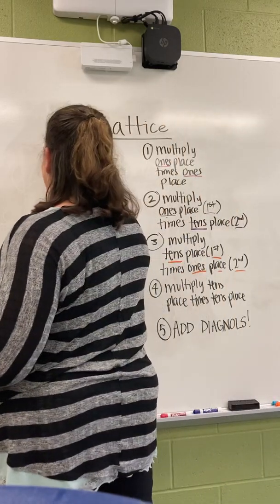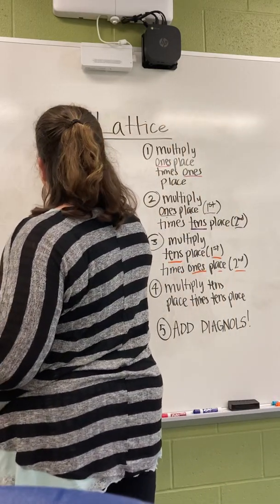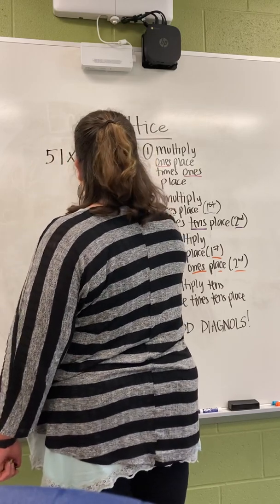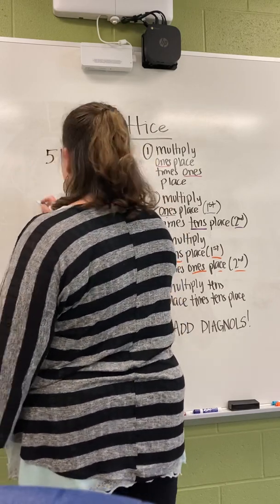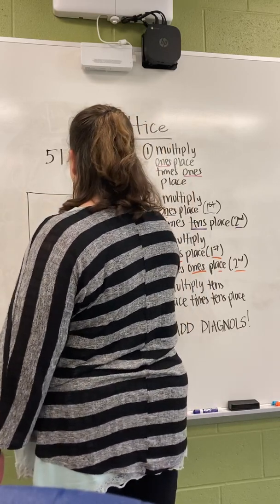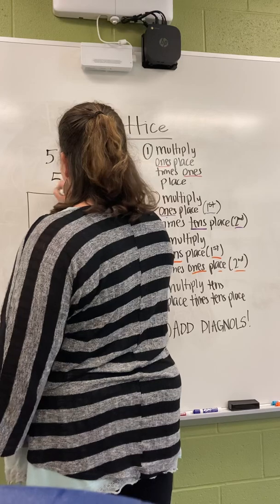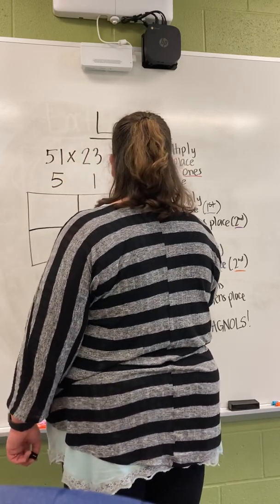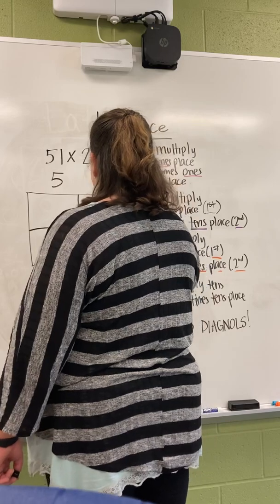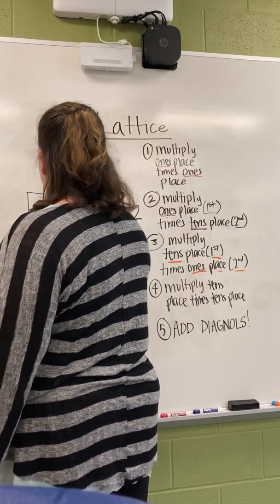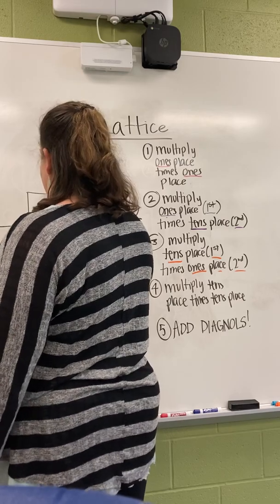Let's say we're going to multiply this time 51 times 23. So again, we make our box, 2 places across the top, 51, 2 places on the side, 23. Draw your diagonals. Answer spaces.